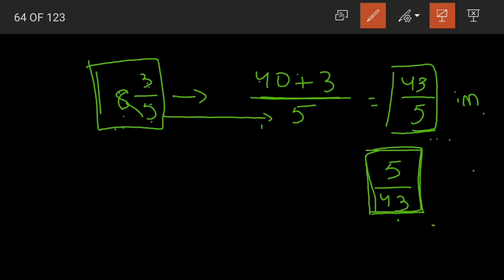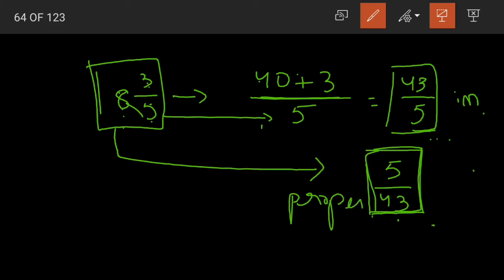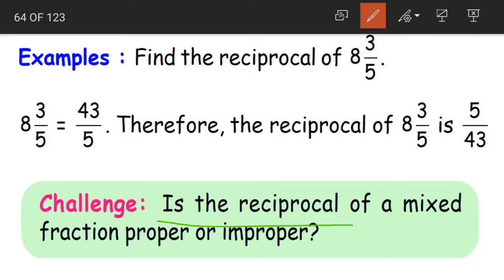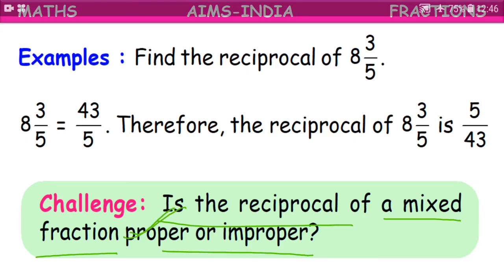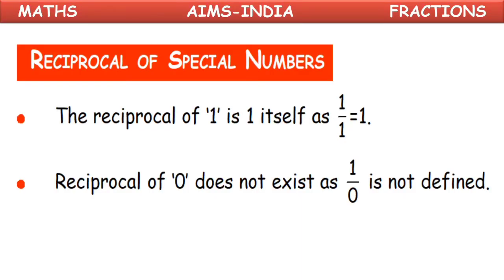And again, if you observe, the reciprocal of a mixed fraction is a proper fraction. Why? A mixed fraction is nothing but an improper fraction, right? A mixed fraction is always an improper fraction. So when we write the reciprocal of an improper fraction, it will always be a proper fraction. Yes, is the reciprocal of a mixed fraction proper or improper? It is always a proper fraction. Understood, children, the concept of reciprocals.